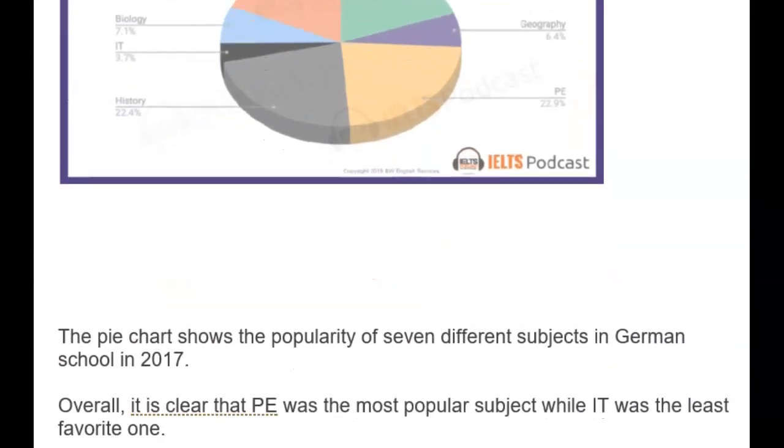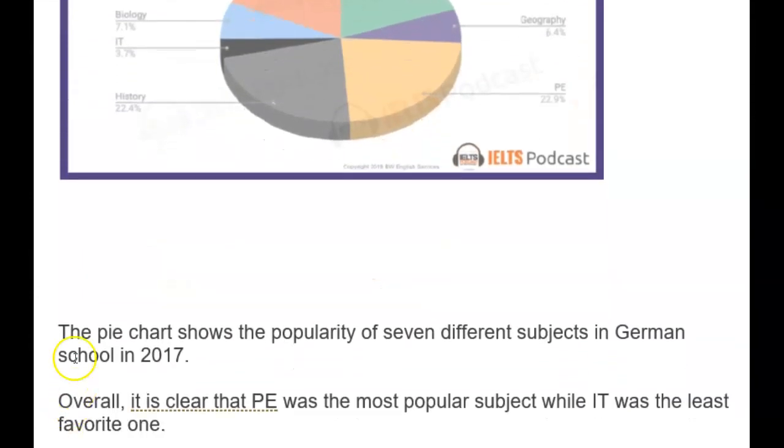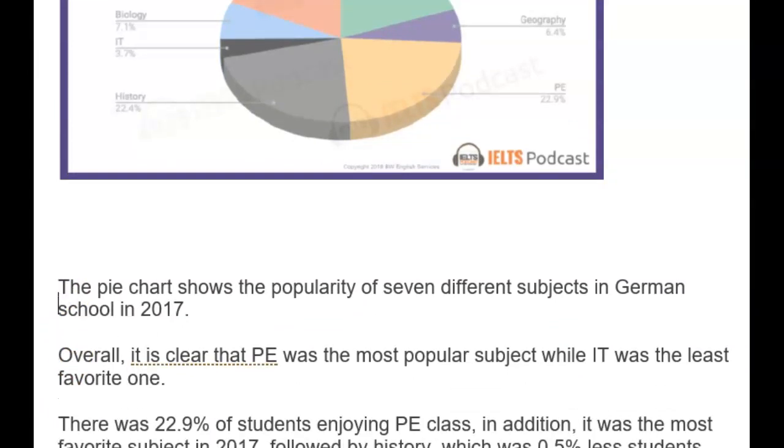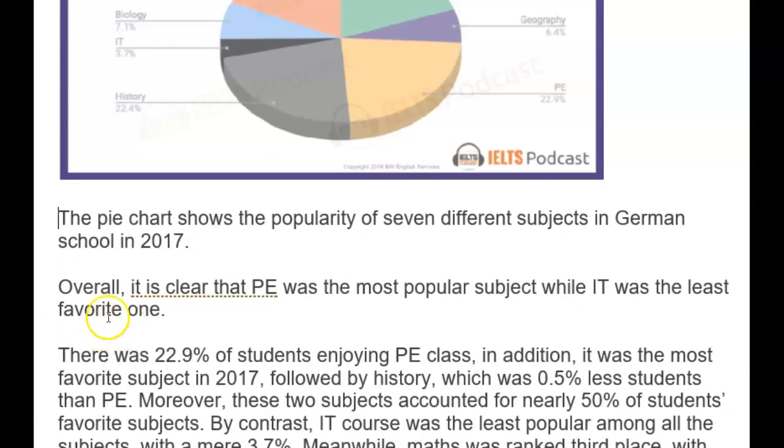So this pie chart, here we go. The pie chart shows the popularity of 7 different subjects in a German school in 2007. Overall, it's clear that PE was the most popular subject, while IT was the least favourite one. Okay, that's a very short sentence here.